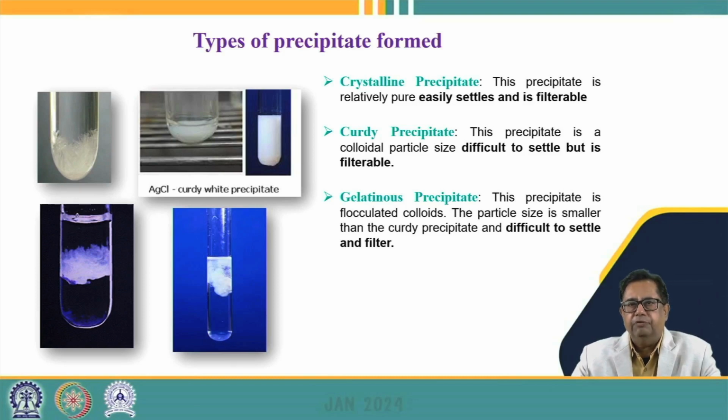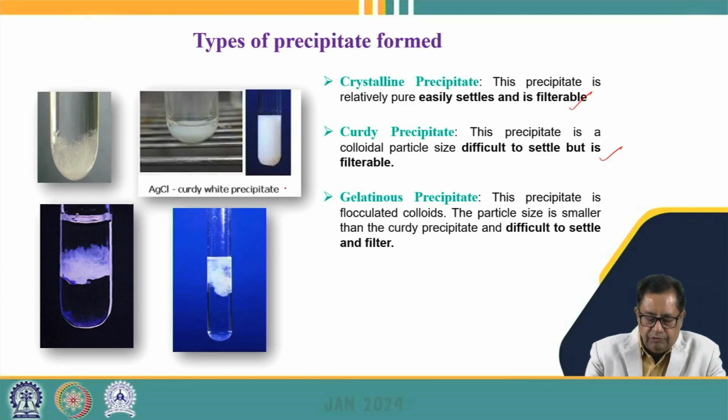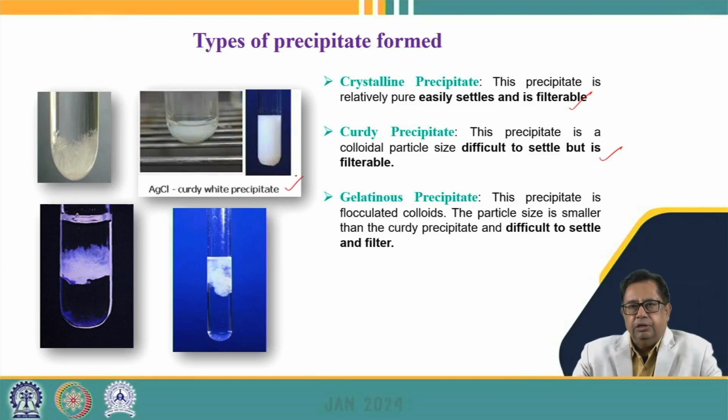For example, we can have crystalline precipitates, which are easily settleable and also filterable. As the name says, they are crystalline in nature, they can be easily settled down, and they are easily filterable also. Similarly, we can have precipitates which are difficult to settle but filterable. For example, the precipitate of silver chloride is a curdy white precipitate, which is difficult to settle down but is filterable in nature.